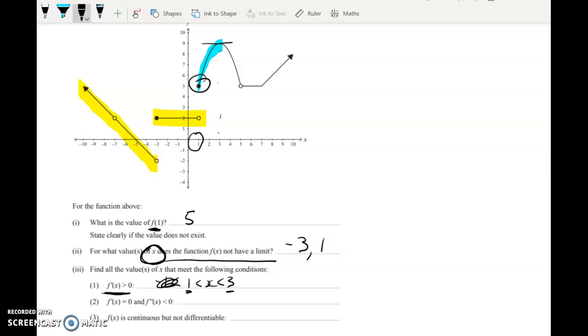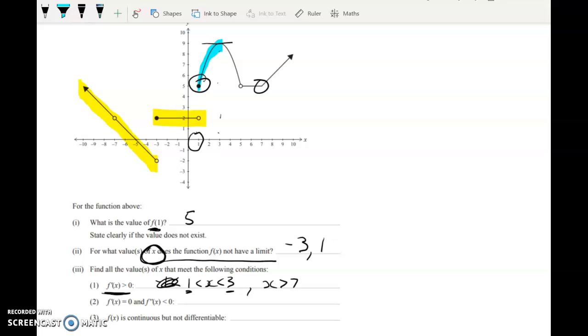And then the next place where the gradient is positive is everywhere above here. But again, be careful, it's not strictly positive here at 7 because the gradient's not defined there. So the other place here is x greater than 7.